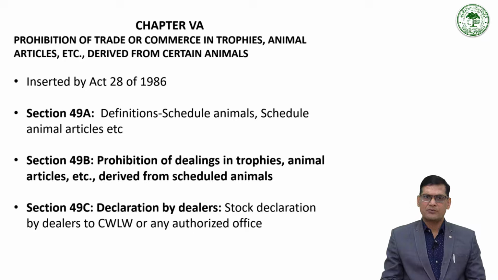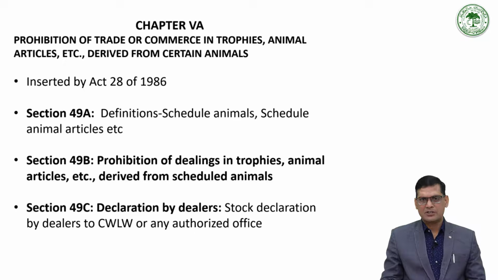According to Section 49B, no person is permitted to begin or carry on business as a manufacturer or dealer of scheduled animal articles, a taxidermist practicing on scheduled animals, a dealer in trophy or uncured trophy derived from a scheduled animal, a dealer in captive animals being scheduled animals, or a dealer in meat obtained from a scheduled animal.